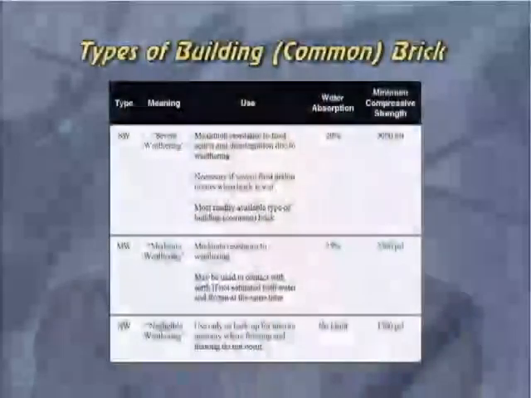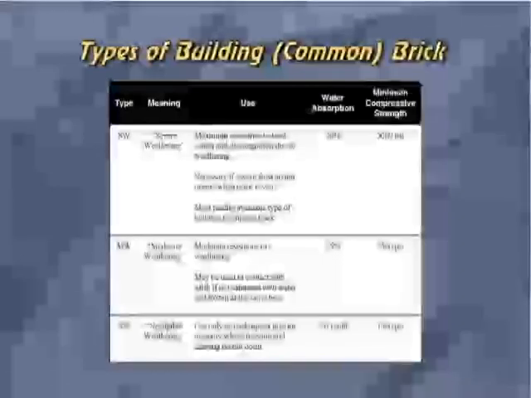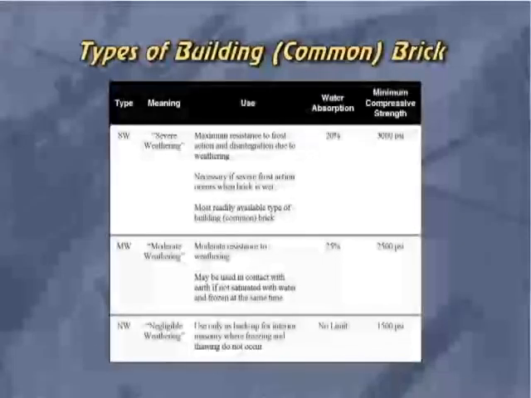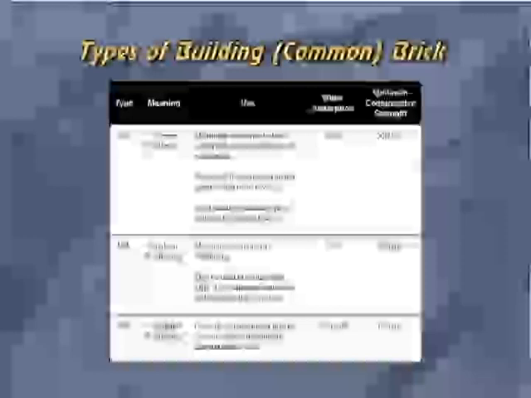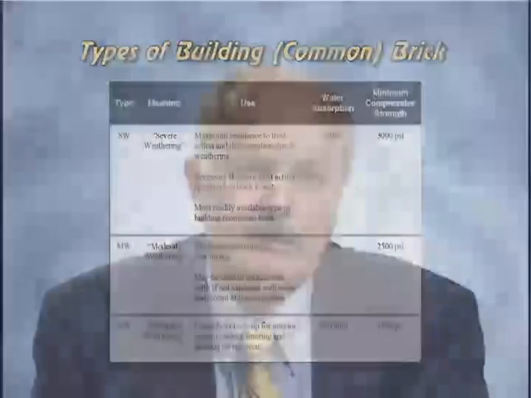Let's flip over to the type of brick. The type of building brick. There are generally 3 different types. One called severe weathering, one called moderate weathering, and one called negligible weathering. Simply highlight SW, MW, and NW.